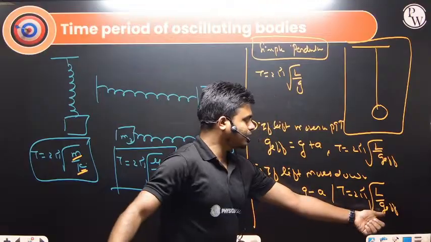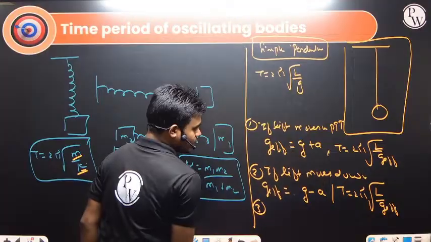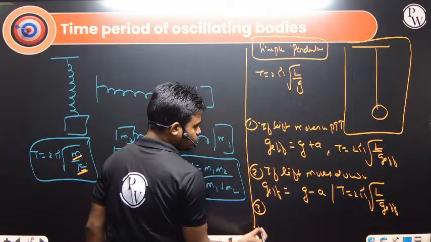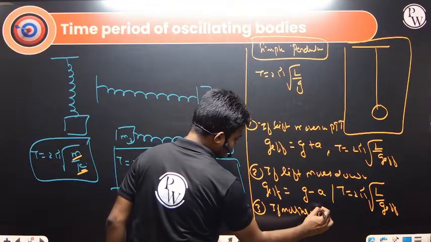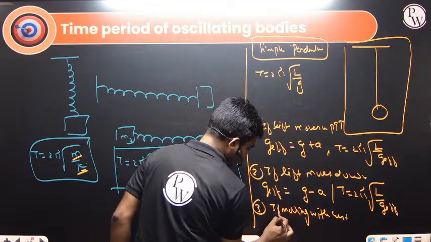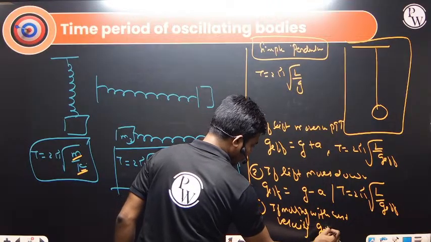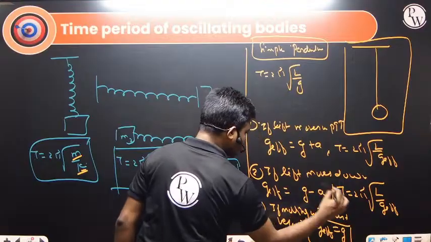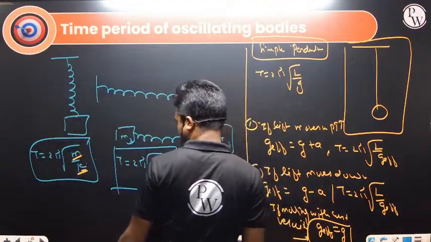Again, so here g minus a and here g plus a. If stationary, again 2 pi under root L by g. If moving with constant velocity, then also it will be 2 pi under root L by g. If moving with constant velocity or stationary, it will be the same. g effective will be g only, right? So these are the cases that we discussed that we have to focus on in the case of the simple pendulum.